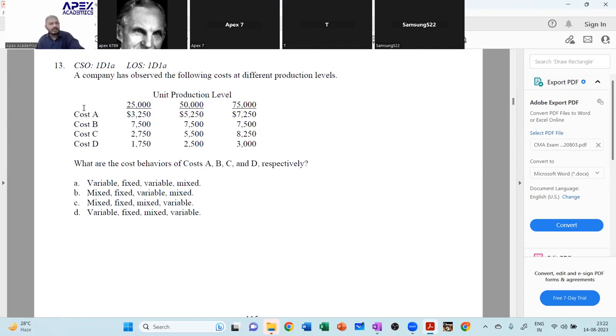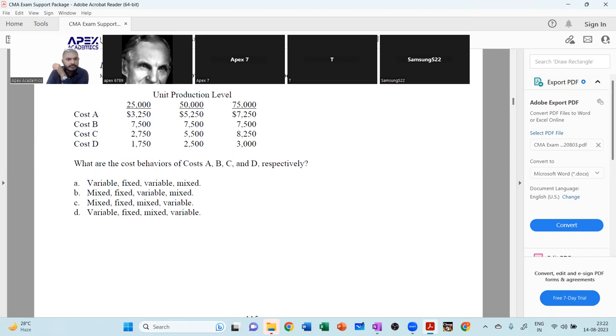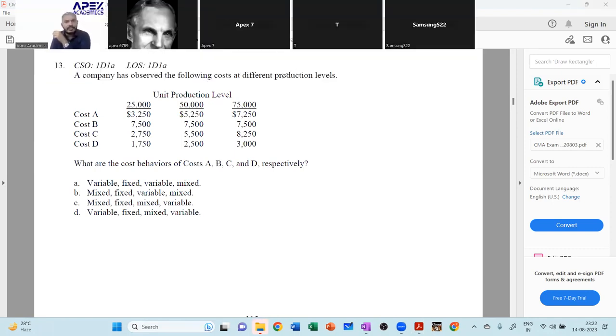An easy question. What does it say? A company has observed the following costs at different production levels. Cost A, cost B, cost C, cost D. You have to identify their cost behavior, meaning whether it's a fixed cost, a variable cost, or a semi-variable, that is, a mixed cost.